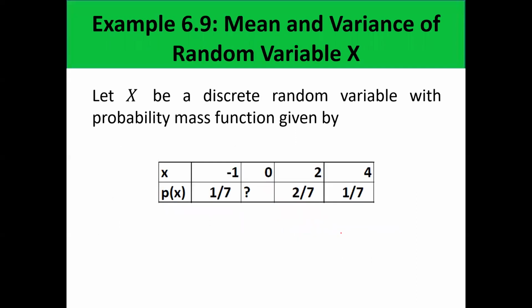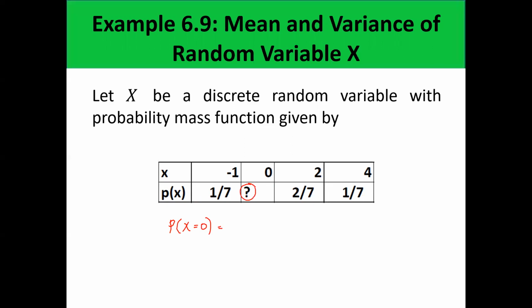Let us have an illustration. Let x be a discrete random variable with probability mass function given as follows. The possible values of x are -1, 0, 2, and 4. The corresponding probabilities are 1 over 7 for -1, question mark for 0, 2 over 7 for x equals 2, and 1 over 7 for x equals 4. So the question here is, what is the value of the probability that x is equal to 0? Meaning, we're going to determine the value of this question mark.